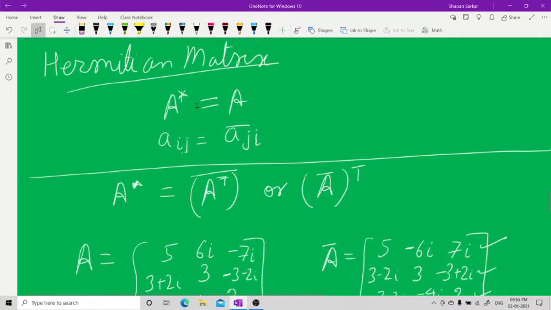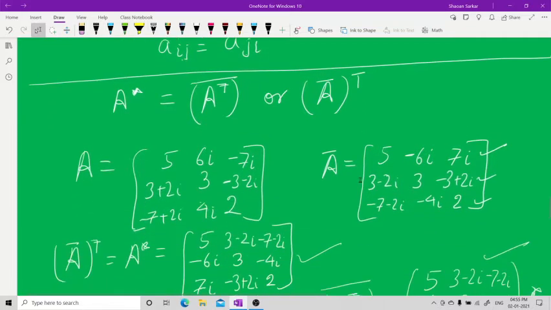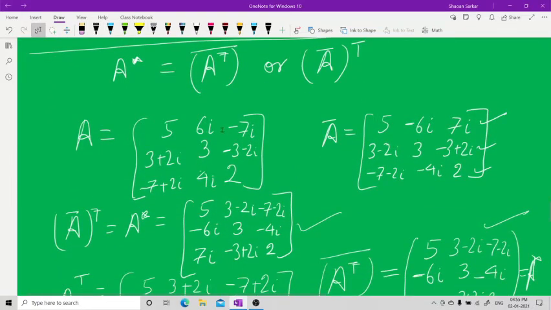Now let us understand what is A star. A star is equal to A transpose, and then you take the conjugate, or you take the conjugate first and you take the transpose later on. Now I have given you an example. Now this is A, you are taking the conjugate. That means this is becoming minus 6i, this is minus 7i, this is becoming plus 7i.